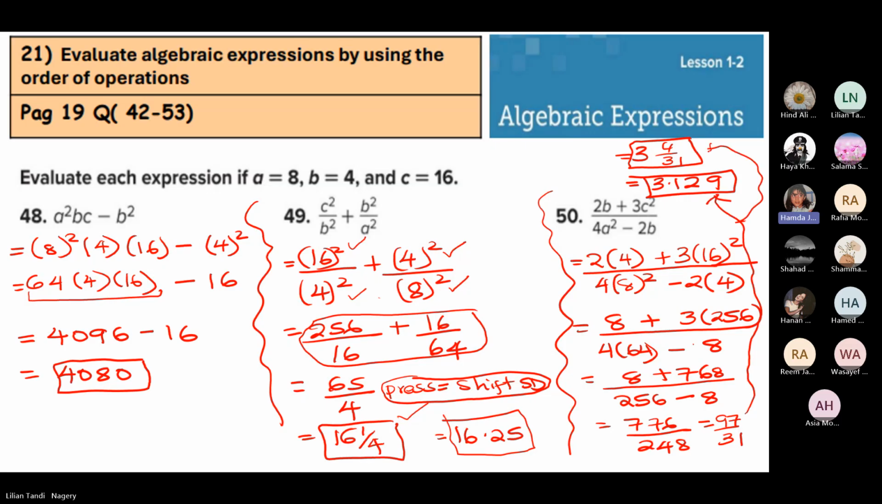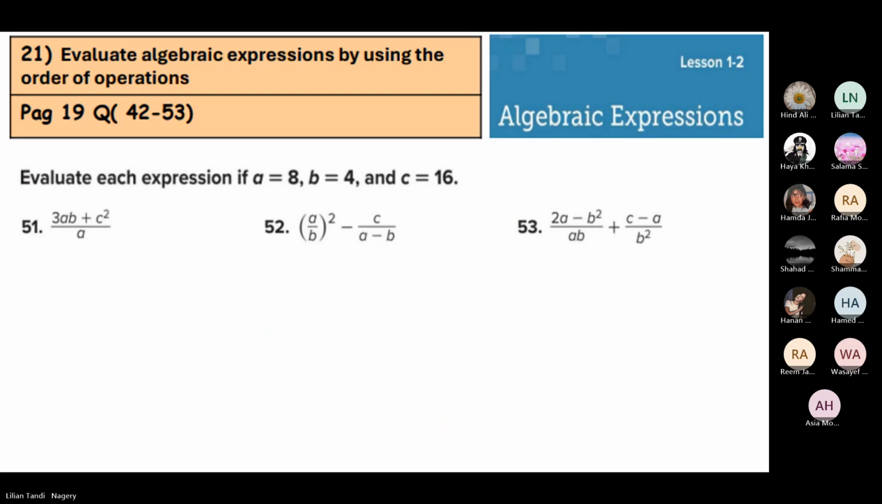Miss, for this, we have to use PEMDAS. Yes, to solve anything in math, you must follow PEMDAS. It's not only in this lesson. In all lessons, you must follow PEMDAS. Okay. Can we move on? Yes. Okay.